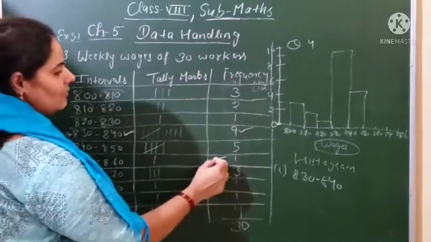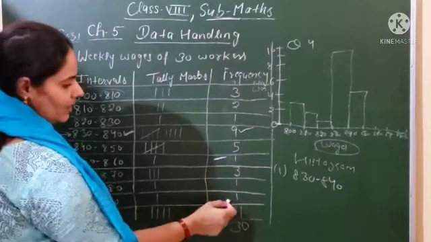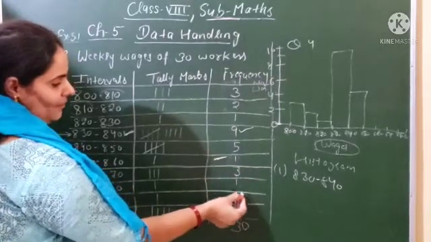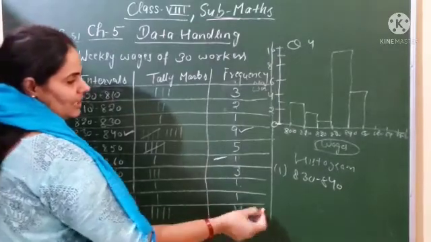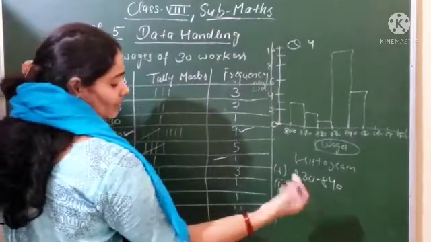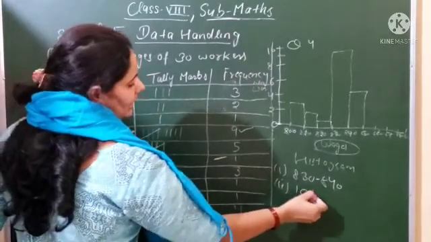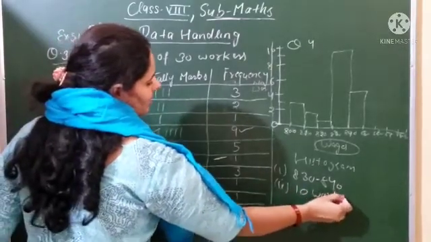What is the frequency? 1. So 1, 3, 1, 1 and 4. So what will be the total? 1 plus 3, 4, 4 plus 1, 5, 5 plus 1, 6, 6 plus 4, 10. So in the second part, equal to and more than 850, it will be a total of 10 workers. How many workers? 10 workers.